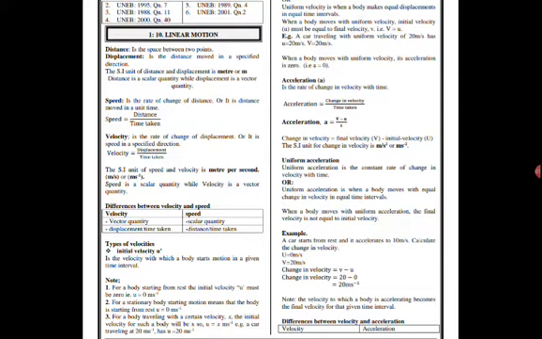Have an example here. A car starts from rest. We are aware that when a car starts from rest, therefore its u equals what? 0. And it accelerates to a velocity of 10 meters per second. That means that its final velocity is what? Its final velocity is 10 meters per second. Calculate the change in velocity.